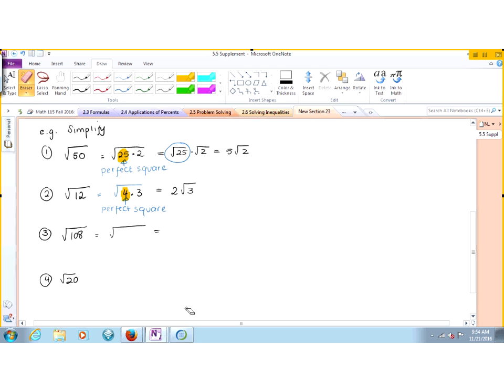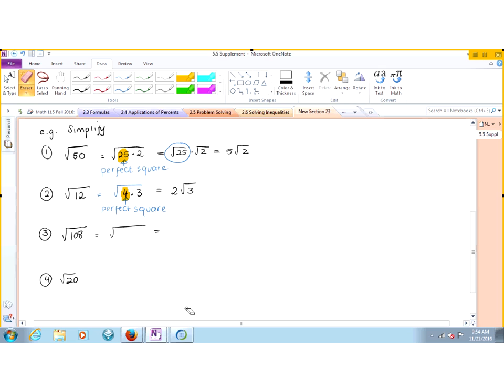Yeah, but 9 is not the largest perfect square from 108. So what's the largest perfect square I could factor out from 108? So 9, and then the next one is 16, right? And then the next one's 25, and then 49. So what? 18? 36?